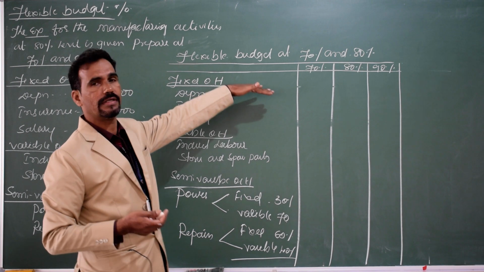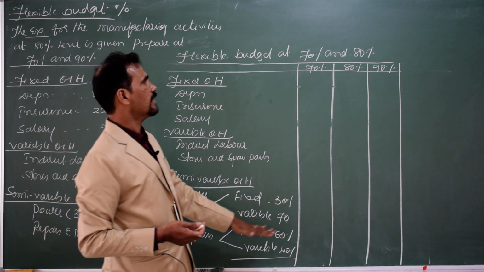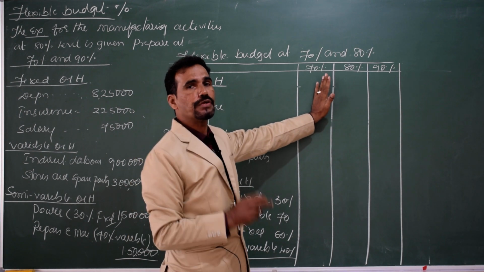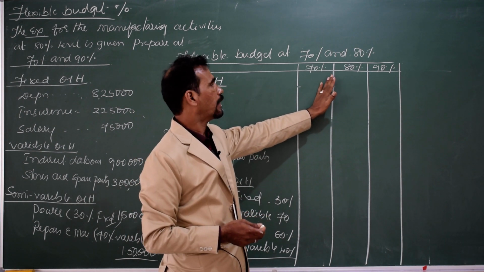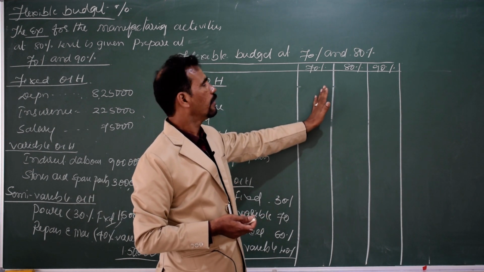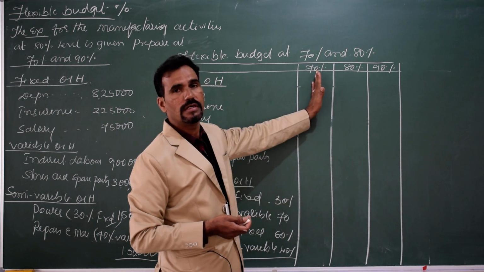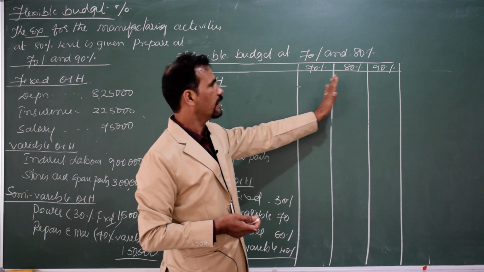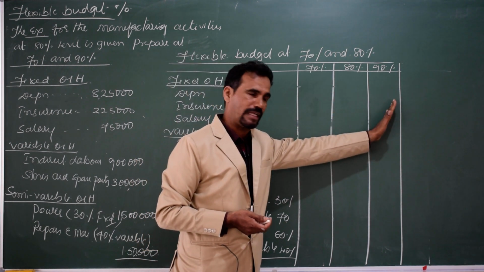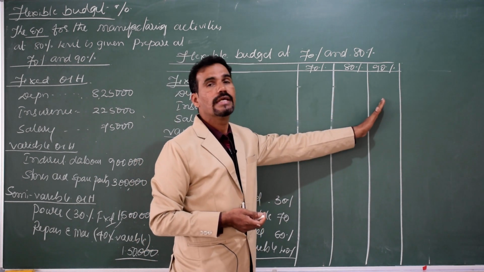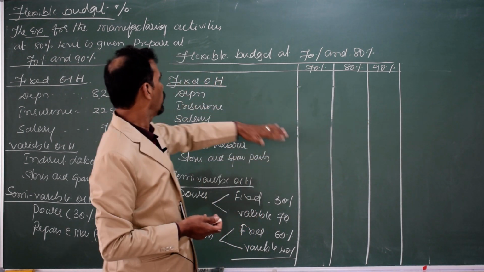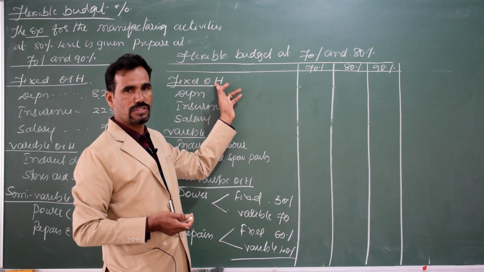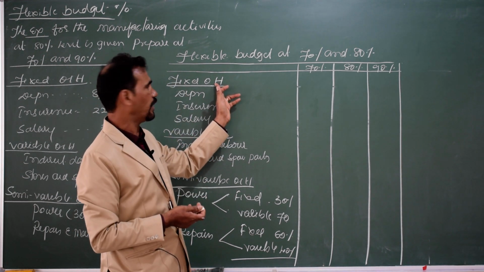How are we going to prepare the flexible budget? Previously we discussed it with cost per unit also, but today I am not giving the cost per unit. We are taking only the total amount on a percentage base, either 70% base, 80% base or 90% base, without any cost per unit. So all the information is given.